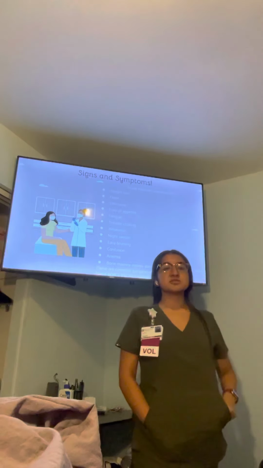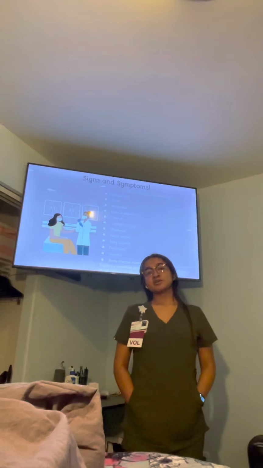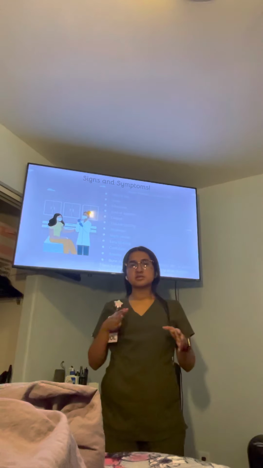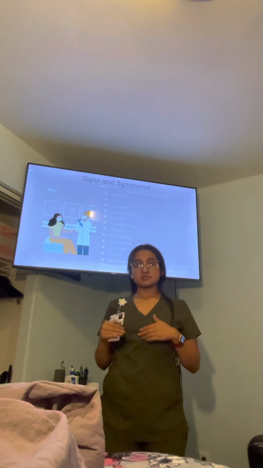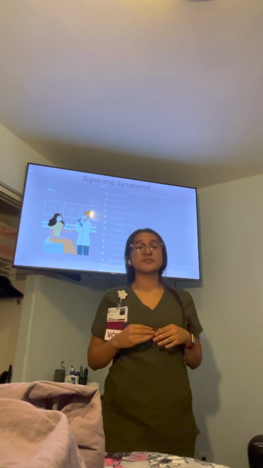So signs and symptoms of AML. Also today we will be specifically talking about AML because we have such a limited time frame. Tomorrow we will pick up with chronic myeloid leukemia. Today, let's focus on AML.